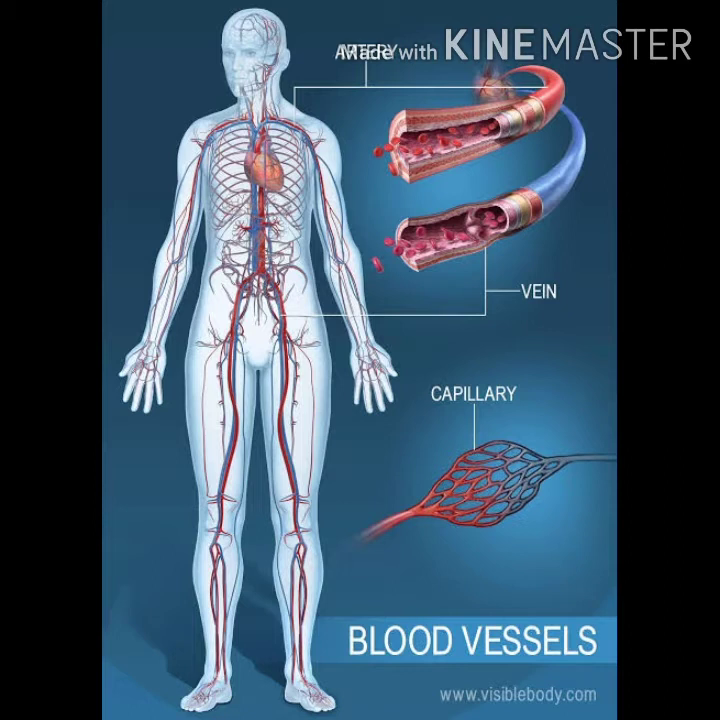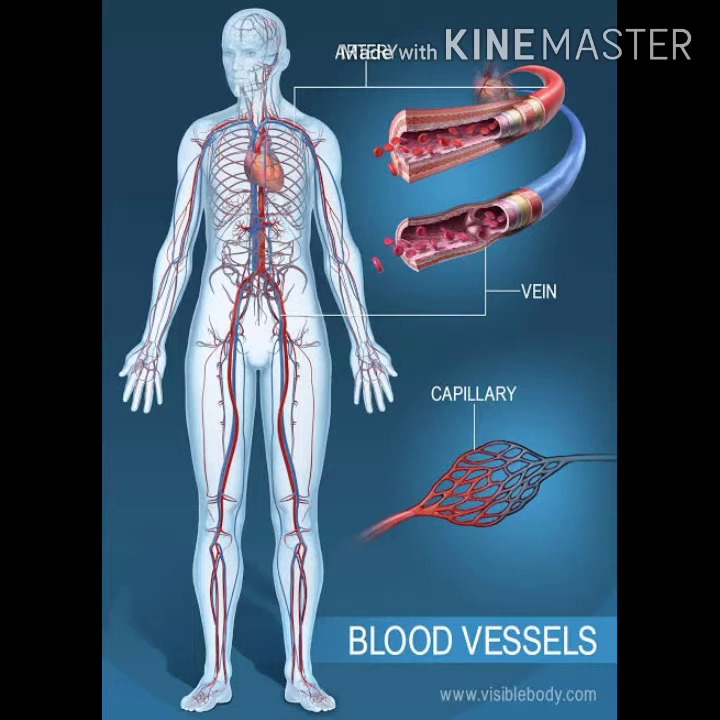So there are three major types of blood vessels. First are the arteries. These are the blood vessels that carry blood away from the heart. The arteries have thick, elastic, muscular walls. Then the veins, which are a type of blood vessel that carry blood from the tissues of the body back to the heart. Veins have thin, non-elastic and less muscular walls.